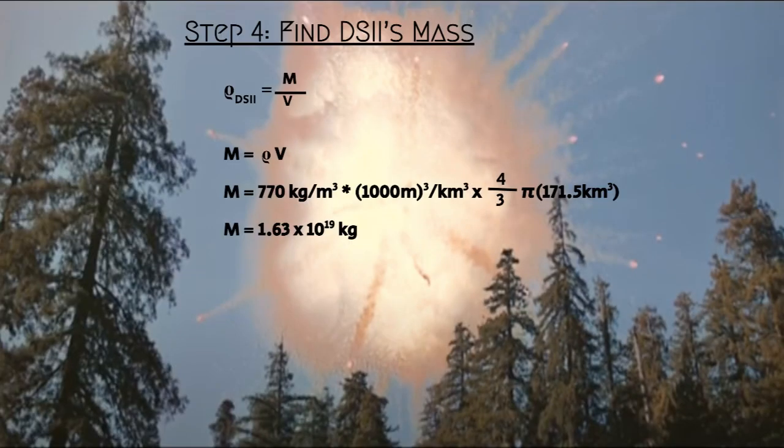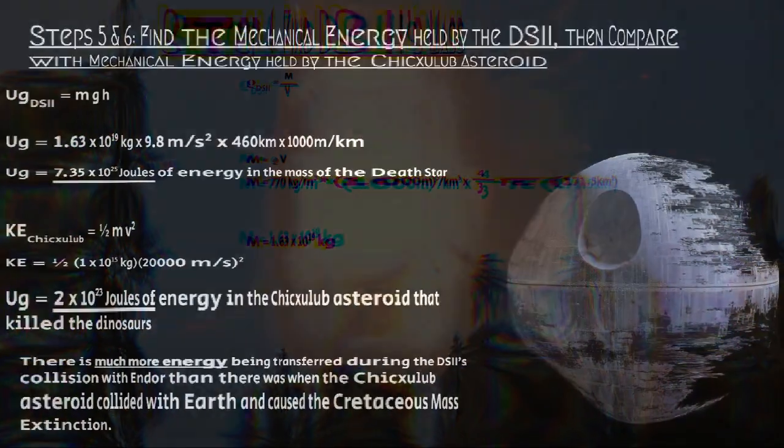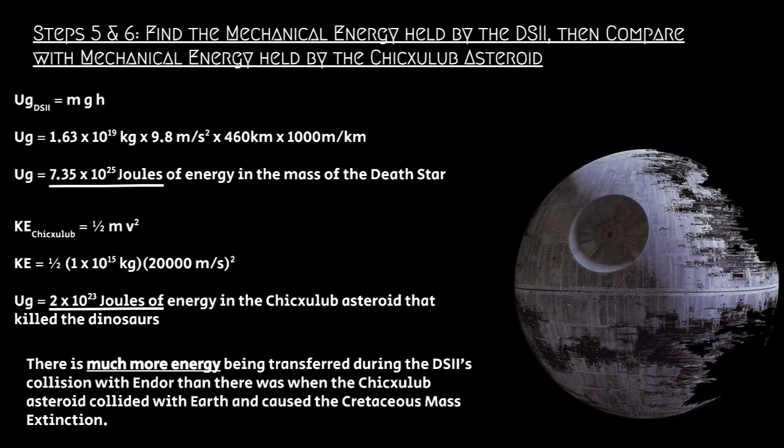Now let's find the Death Star's mass. We know the density and radius, so we can use the density equation to find mass. The Death Star's mass ends up being about 1.63 times 10 to the 19th kilograms. This is where the fun begins. Here we can find the mechanical energy stored in the Death Star using its gravitational potential energy before it falls. We find that its mechanical energy is equal to about 7.35 times 10 to the 25th joules of energy that it will transfer into Endor during the collision.